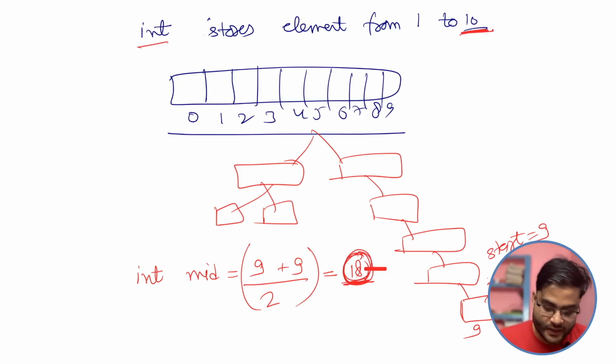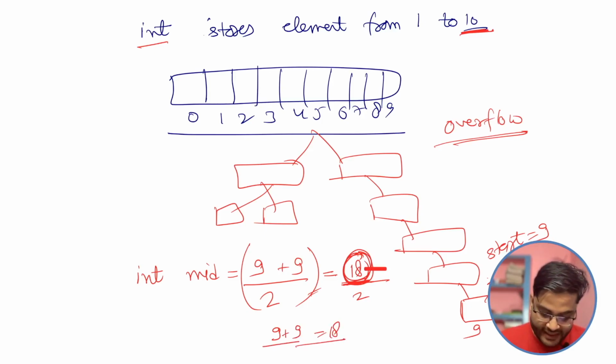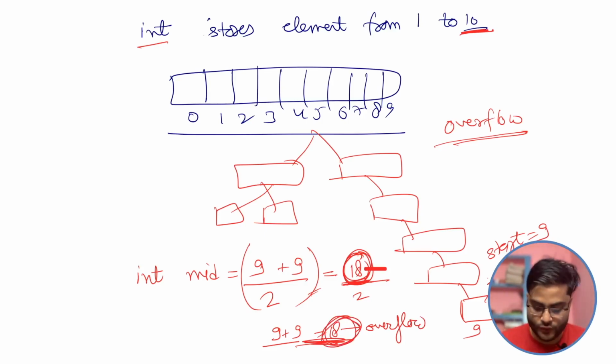What will happen? It will overflow, right? So that can happen in this case. Okay, so you will say that 18 by 2 is 9, so it is in range. But our system performs operations one at a time. So when it goes to this operation, 9 plus 9, 18, it will give overflow right here itself. It will not perform that divide by 2 operation.